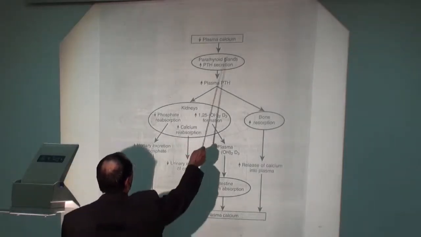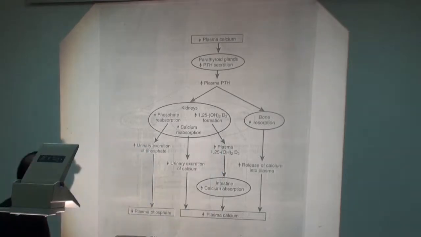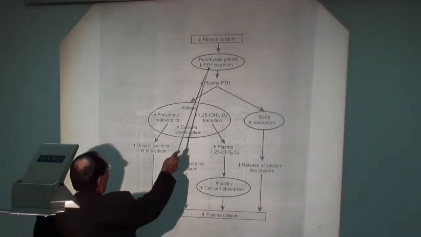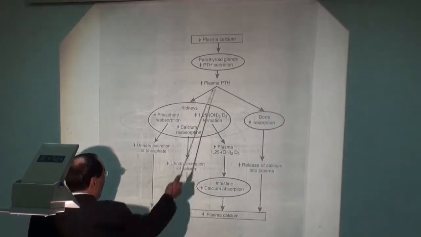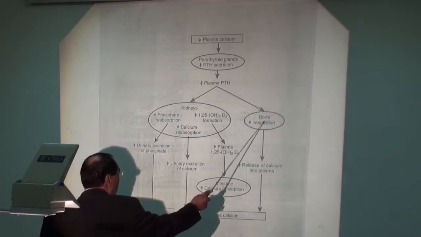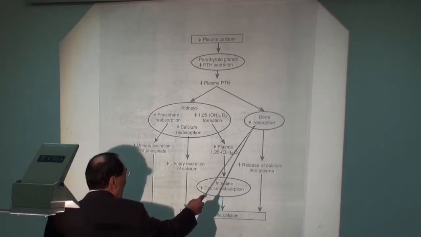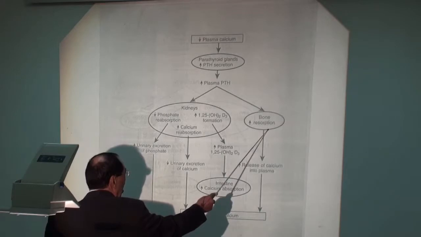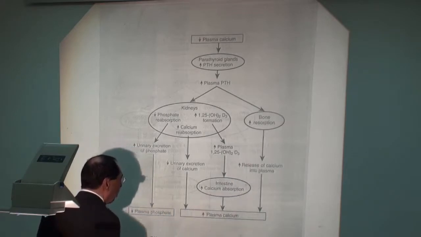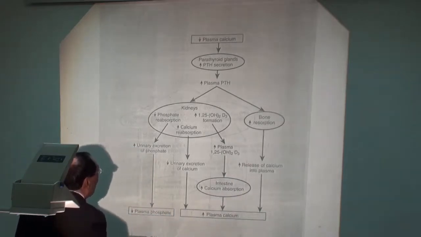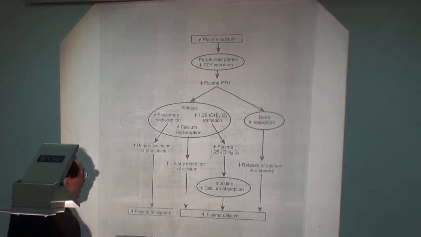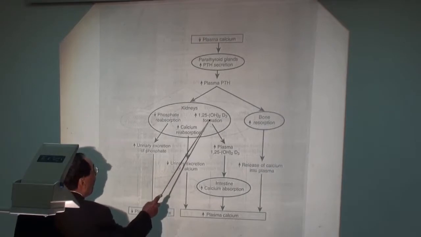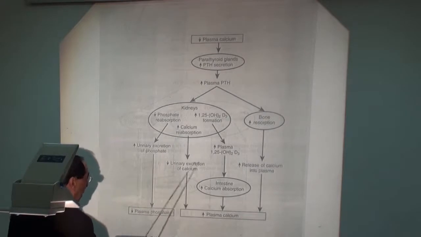When plasma calcium level is low, the parathyroid glands are stimulated. They release parathyroid hormone. Parathyroid hormone functions on the bones to increase resorption, to release the calcium into the plasma, and also functions on the kidney to produce vitamin D or hormone D.